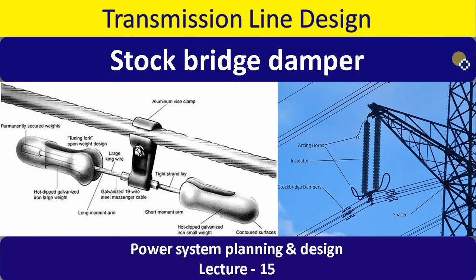In today's lecture we are going to discuss the Stockbridge Damper. Now the first question will be, what is the Stockbridge Damper? When heavy wind flows across your transmission line, there will be some vibration of your conductor, and to damp out this oscillation or vibration we may use a Stockbridge damper in the transmission line, and we are going to discuss the Stockbridge damper in today's lecture. So let's get this lecture started.